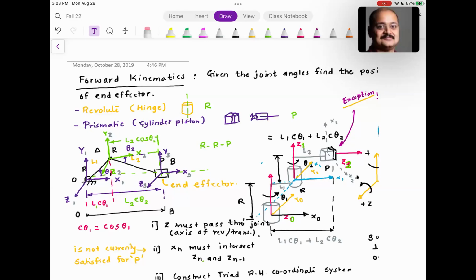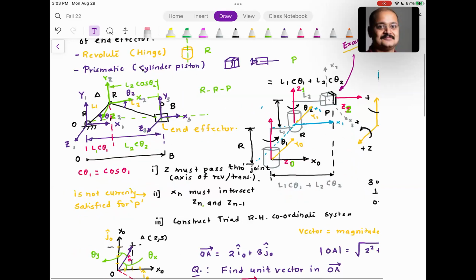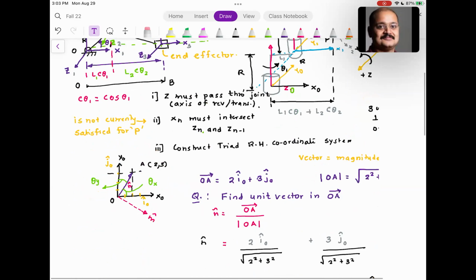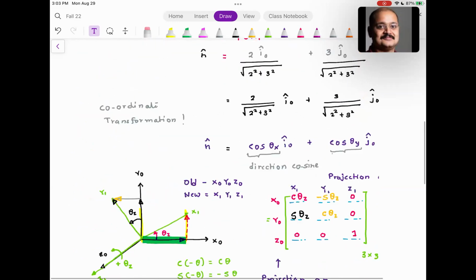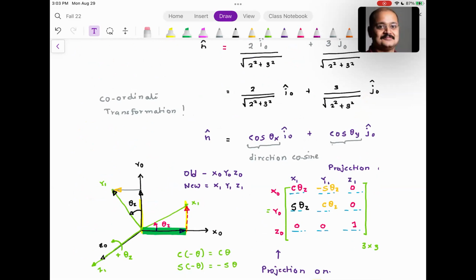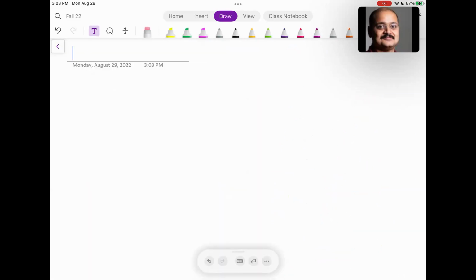Okay, welcome to Robotics 1. In last class, this is what we reviewed. We looked at the forward kinematics, we looked at the unit vector transformation, and finally, we talked about the coordinate transformation. Now, what I want to do in today's class is review the most important coordinate transformation that we are going to use.